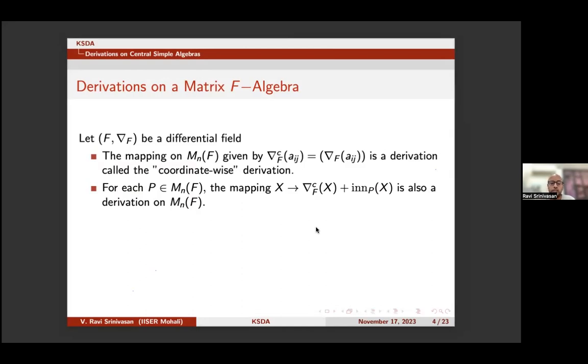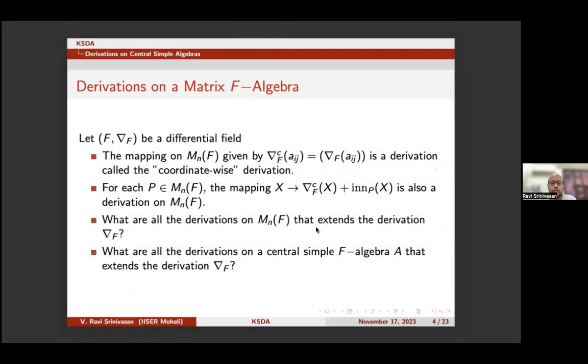For this, we are now starting with a differential field, and then you can put the coordinate-wise derivation, and that will give a derivation on the matrix algebra. The reason I look at this is because this is the simplest example of a central simple algebra over the field. So it's the matrix algebra over F, a central simple algebra, and you have this natural derivation. And then you can also add the inner derivation to this coordinate-wise one, and you get more derivations, right? So then the question is, is there any other derivation besides these on the matrix algebra?